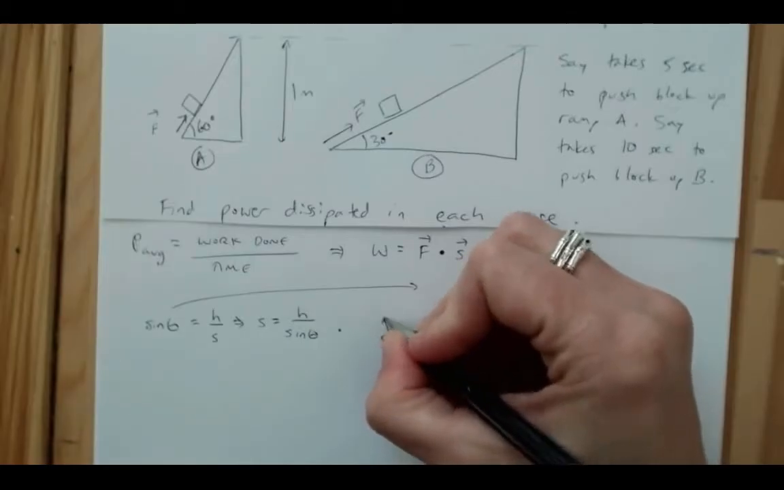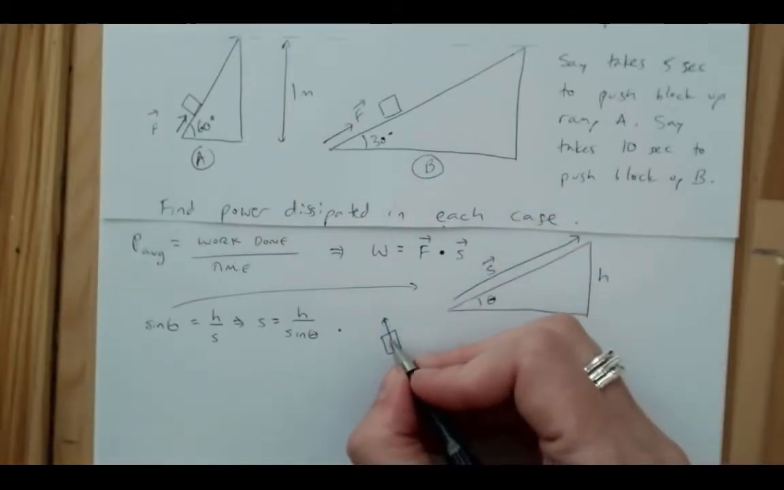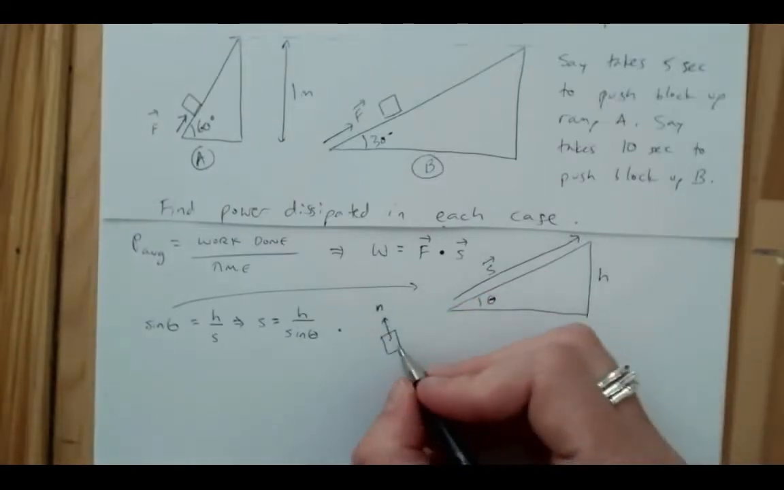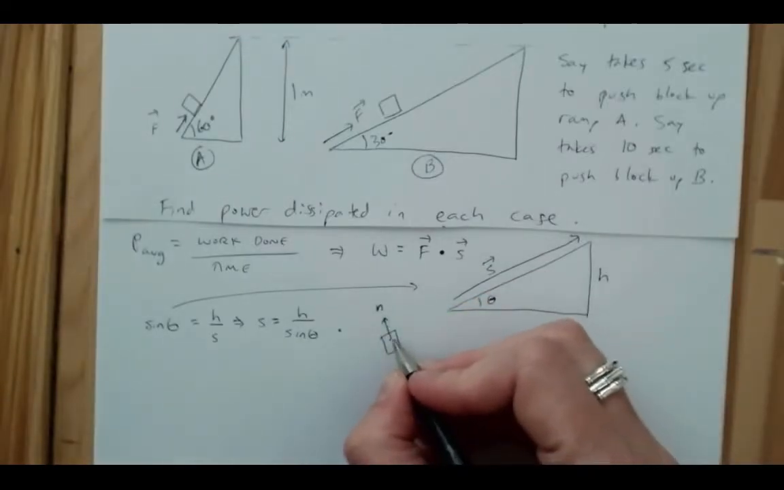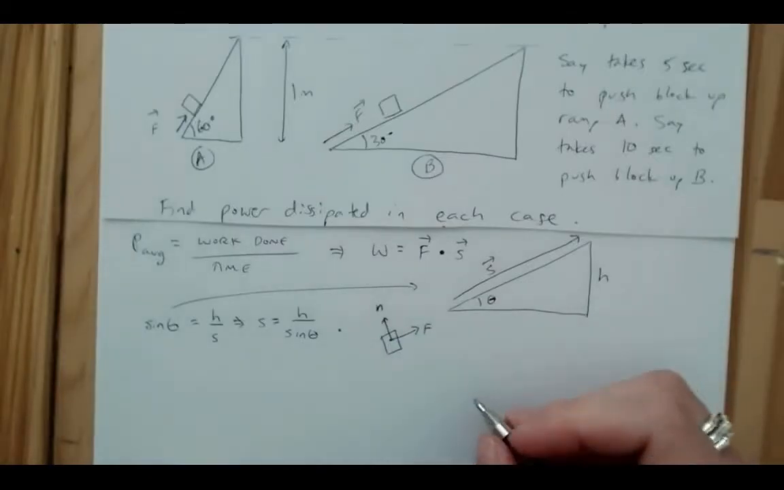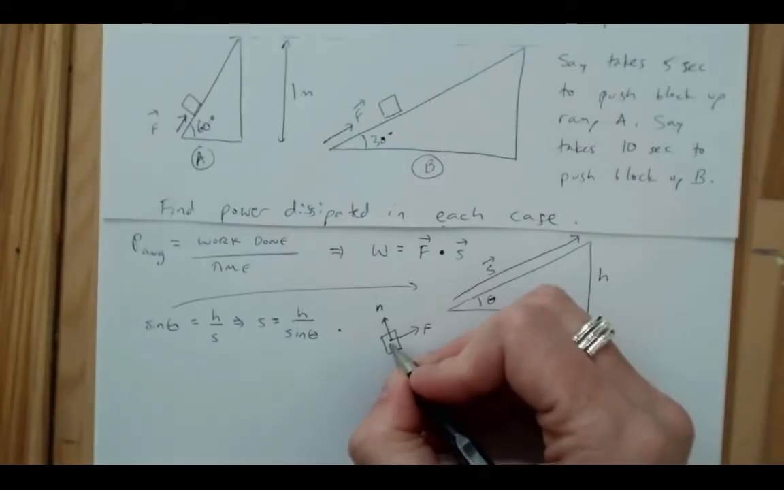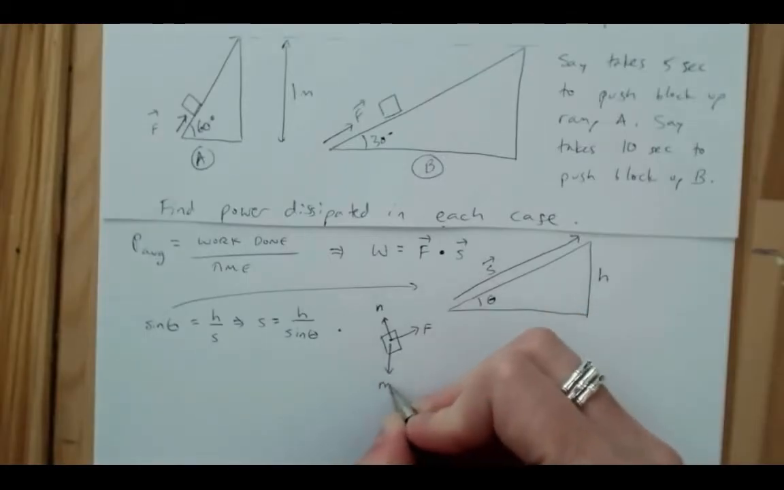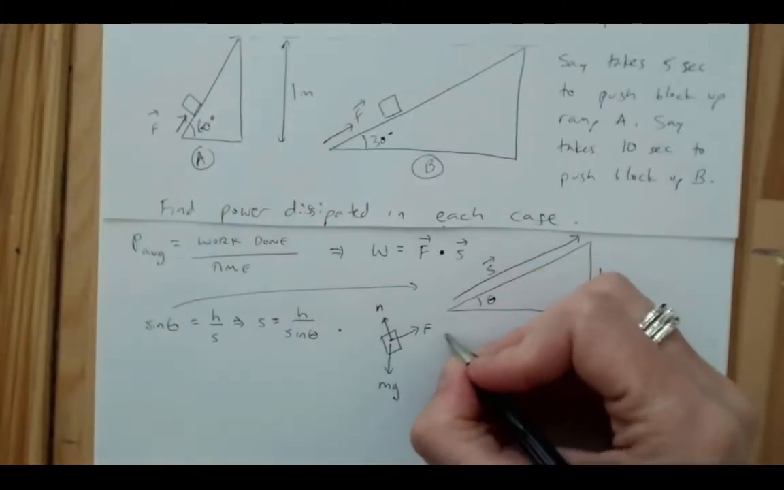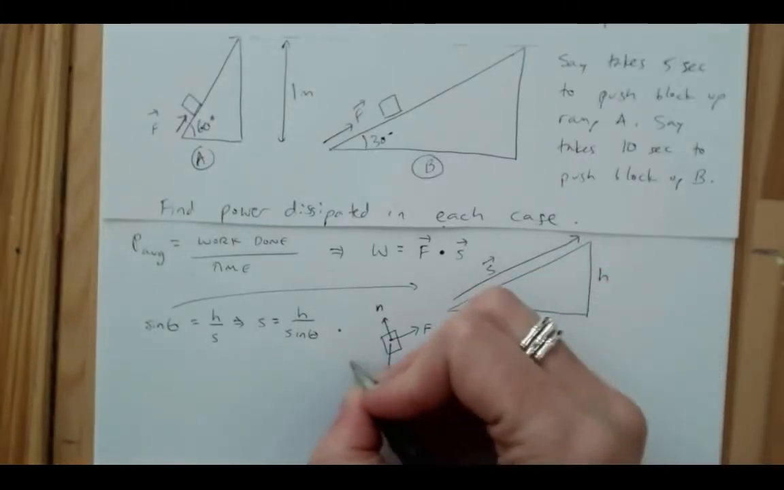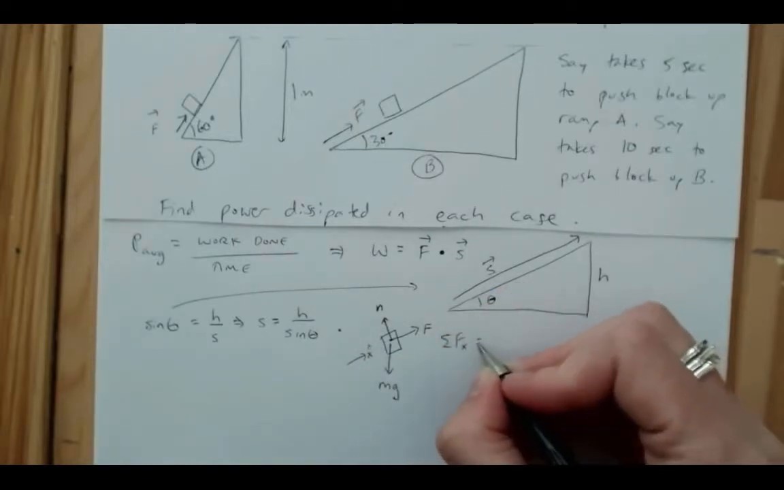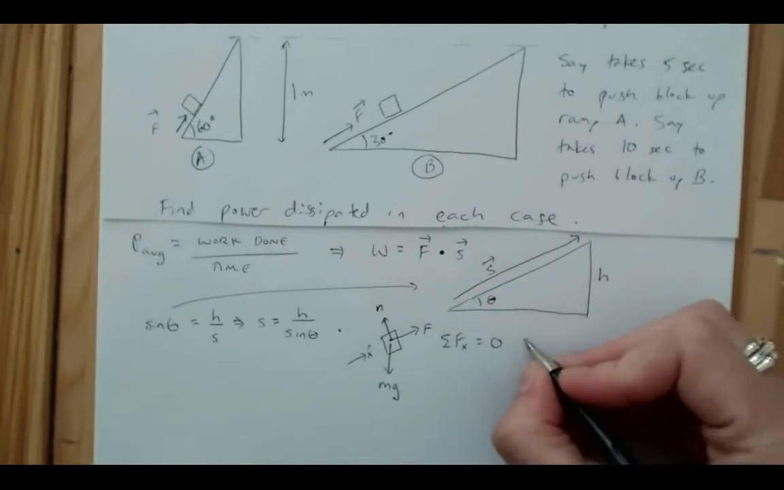And so we can use the idea that there's a constant speed, and we can go back to what we learned previously about net forces. So we have the normal force pointing up, we have our force F that is pointing up the ramp, and then we would have our weight downward, so mg. Now, if we look at this, we know that the sum of forces along the ramp, which I'll call the x direction, the sum of forces along x is going to be equal to 0.